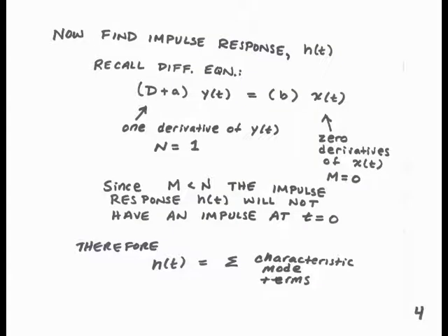Now we'll find the response due to the input, and for that we need to find the impulse response so that we can do the convolution of that with the input. So we'll recall the differential equation. It was (D plus a) times y of t equals b times x of t. We'll note that there's one derivative of y, so n equals 1, and there's no derivatives of x of t, so m equals 0. And since m is less than n, the impulse response h of t will not have an impulse at time t equals 0. Therefore, h of t is the sum of the characteristic mode terms.